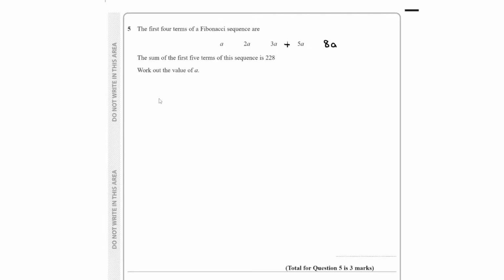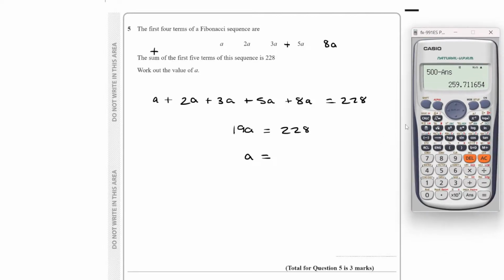And then I just create an equation, basically. It's A plus, because they said the sum means plus, doesn't it? 2A plus 3A plus 5A plus 8A, and then that is equal to 228. And then it's just basically an equation, isn't it? So if you add them together, what do we get? I think it adds up to 19A. So 19A is 228, and then obviously it's just an equation, you divide by 19. 228 divided by 19 is 12.